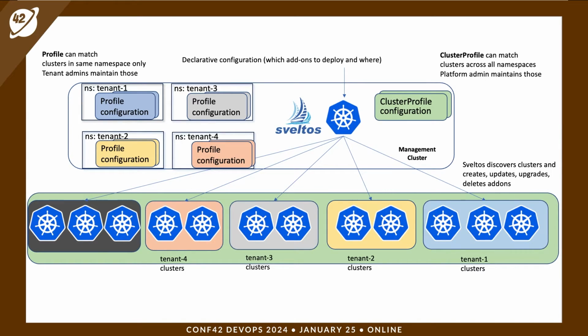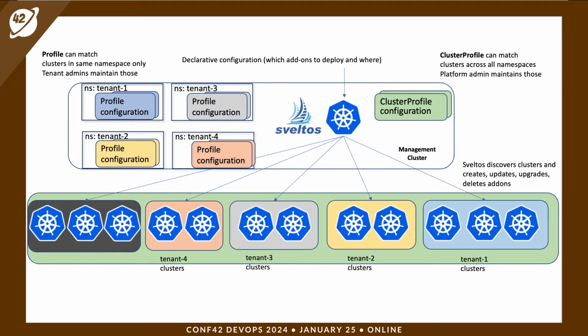Now, what if we are a platform admin and we want to onboard a bunch of tenants? One approach is to give every tenant a subset of clusters. So what you can do in this case is that as a platform admin, you can create cluster profiles in the management cluster. Those cluster profiles can match any cluster in any namespace. Then you can onboard a tenant by giving every tenant his own namespace.